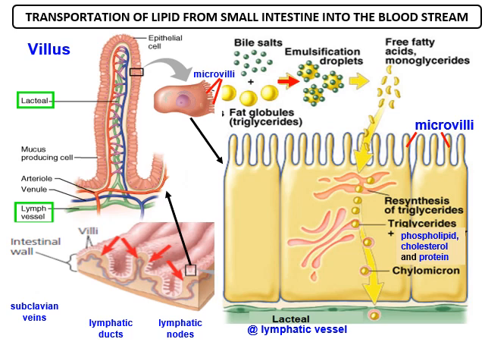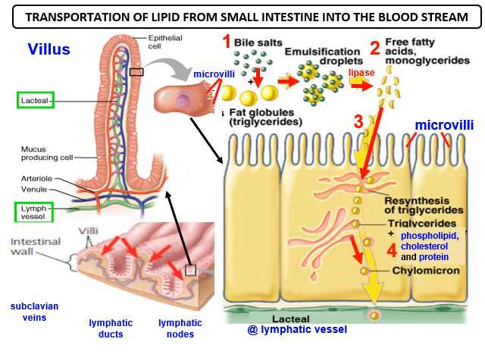Okay, so now I will describe the transportation of lipid from the small intestine into the bloodstream. In the lumen of the small intestine, bile salts keep fat droplets, which are triglyceride, from coalescing. Fat droplets break down into monoglyceride and fatty acid, catalyzed by lipase. Monoglyceride and fatty acid diffuse into the epithelial cells of the small intestine and reform into triglyceride.